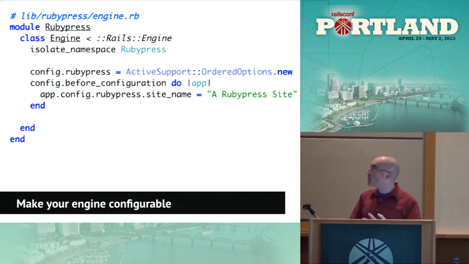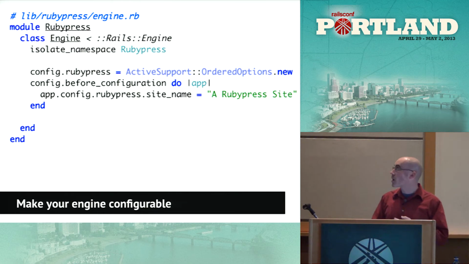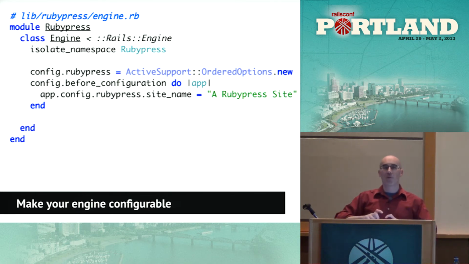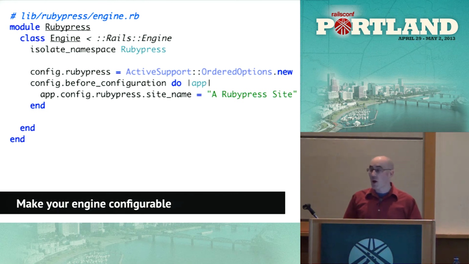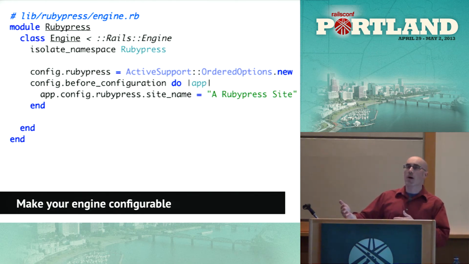So what we're doing here, first off, is creating our own configuration namespace, in this case, config.rubypress, as in ordered options. Then we're setting up a reasonable default in this before_configuration block in our engine. This is our default, but if anyone adds this to their project, they can override this value. Here we're creating a site name attribute, and this might get used by our CMS to stick into titles or headers, stuff like that.